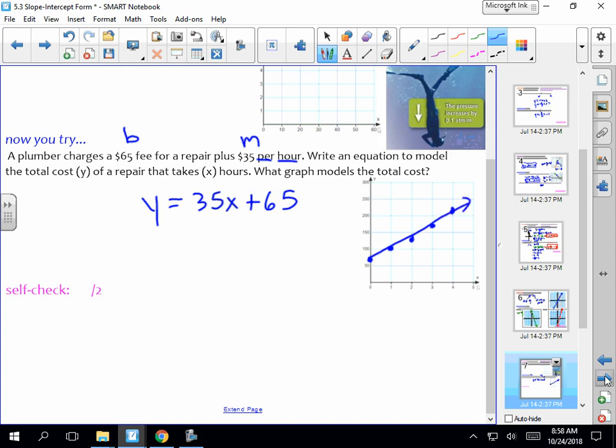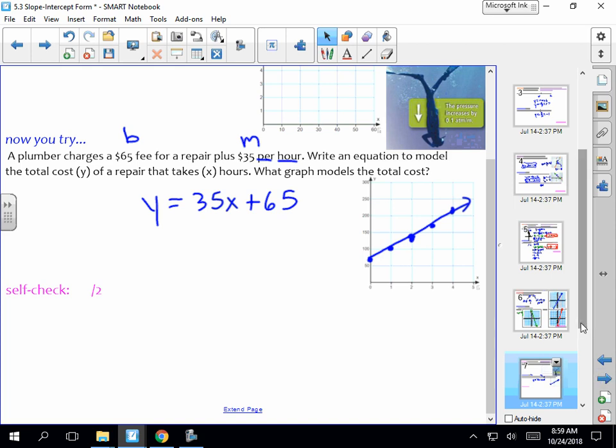So there's my graph. My slope is $35 per 1 hour, and the starting amount is 65. In other words, if he just shows up at my house, I got to pay 65 bucks whether he fixes anything. Just 65 bucks to come out.